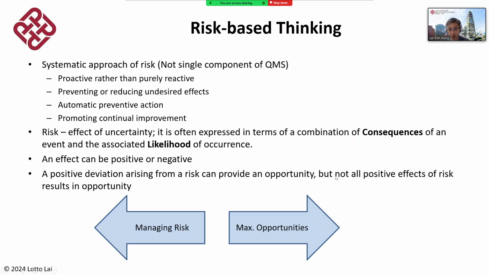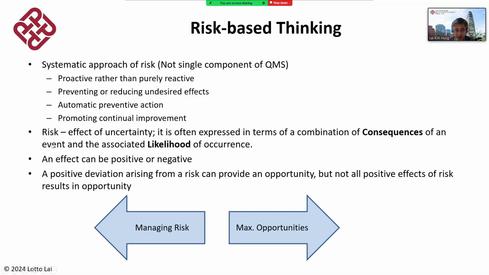So now we are talking about risk-based thinking. It is a system approach, not a single component of the QMS, but the overall. You need to be proactive rather than purely reactive. The risk has not happened yet, but during our planning we need to proactively evaluate any risk. It is about preventing or reducing undesired effects, automatic preventive action, and implementing and promoting continuous improvement.